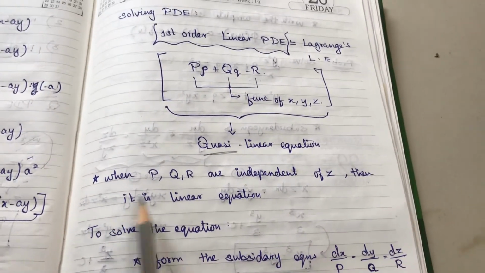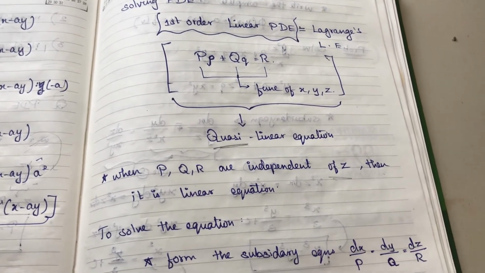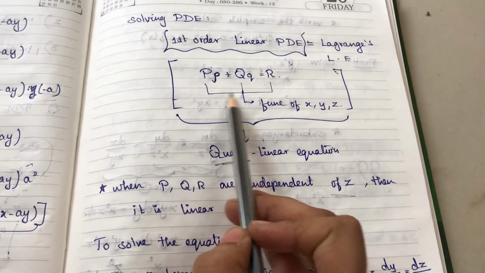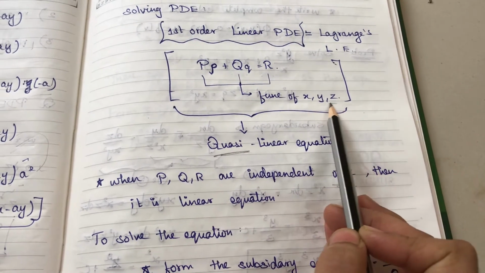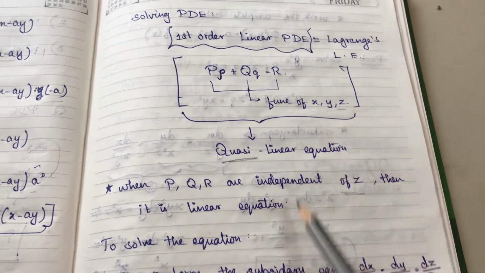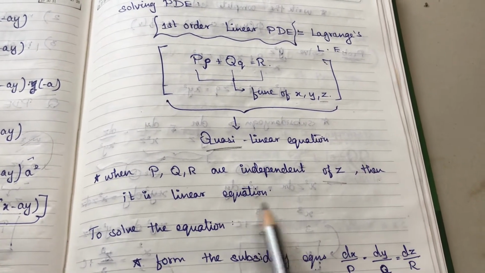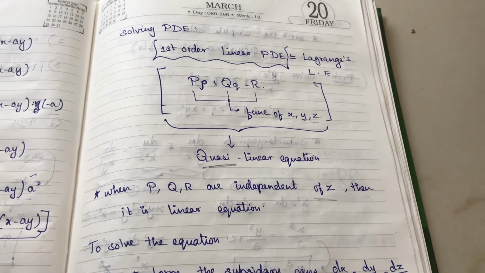Let's see that when P, Q, R are independent of z, it means these three functions are independent of z. They may be functions of x and y, not z. So if they are independent of z, then this equation is said to be a linear equation.